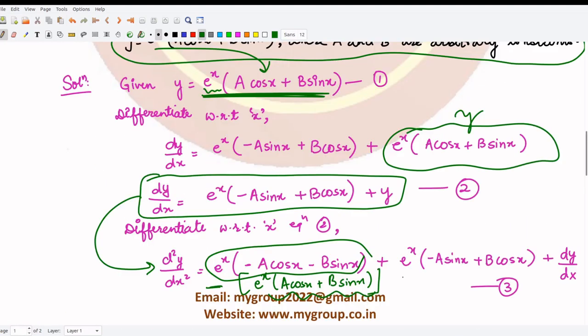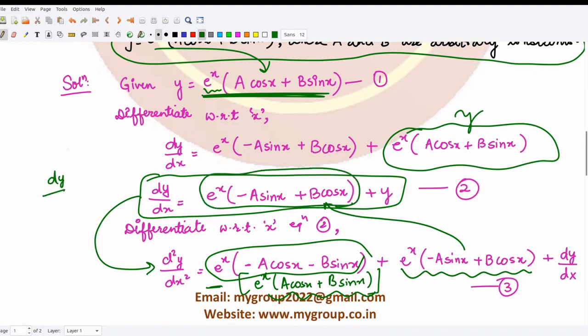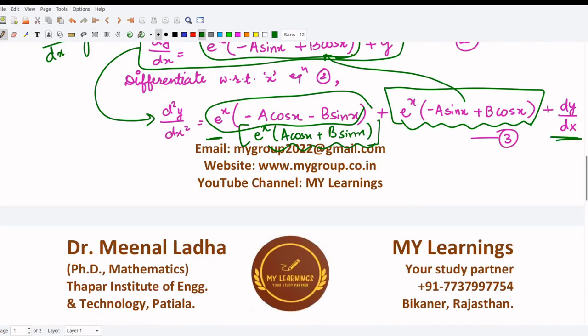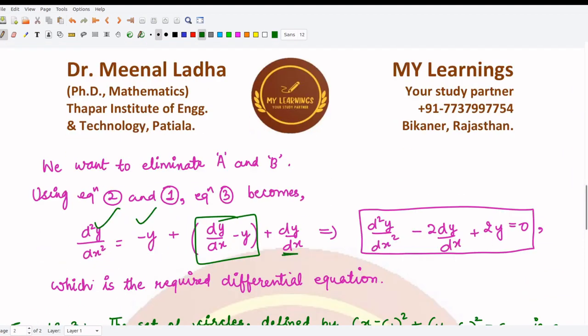What about the next? We also wanted to get rid of this thing. So can you see this thing somewhere? Yes, in equation 2. So from here you can substitute the value of this quantity as dy upon dx minus y. This thing is equal to this expression, correct? So you can substitute in place of this quantity the value dy by dx minus y, plus dy by dx as such, correct? So you can simplify this, and your required differential equation is the second order differential equation, d2y by dx2 minus 2 dy by dx plus 2y equal to 0, correct?